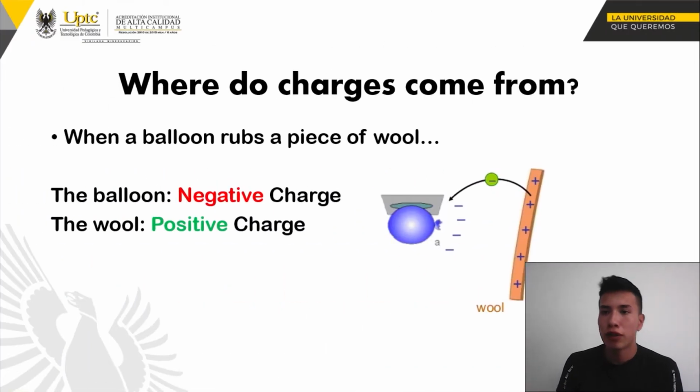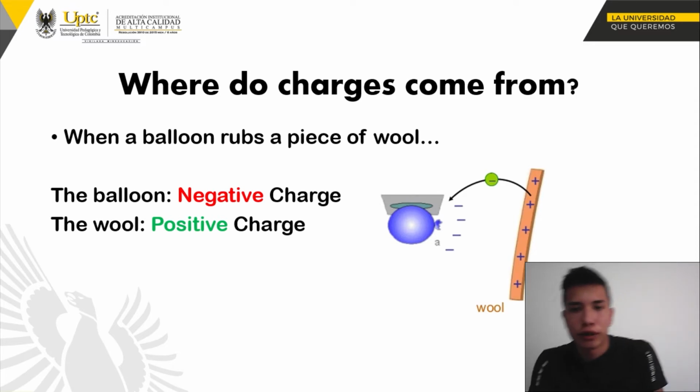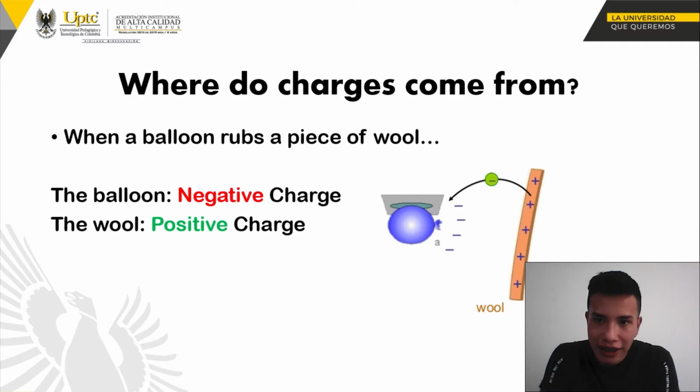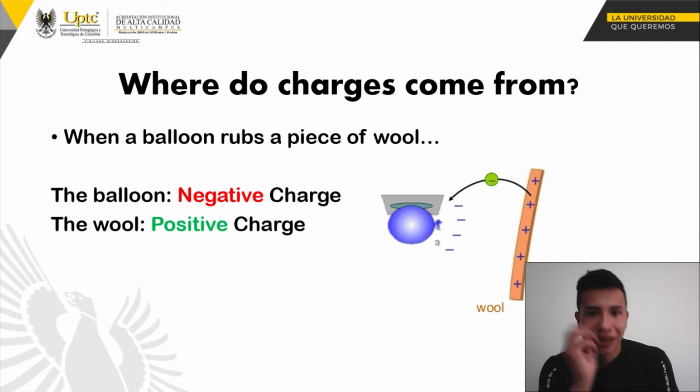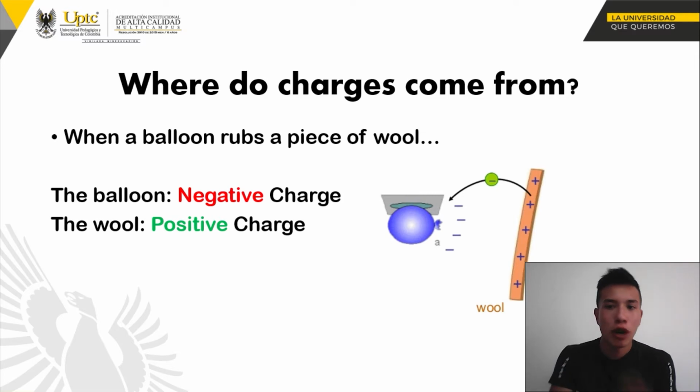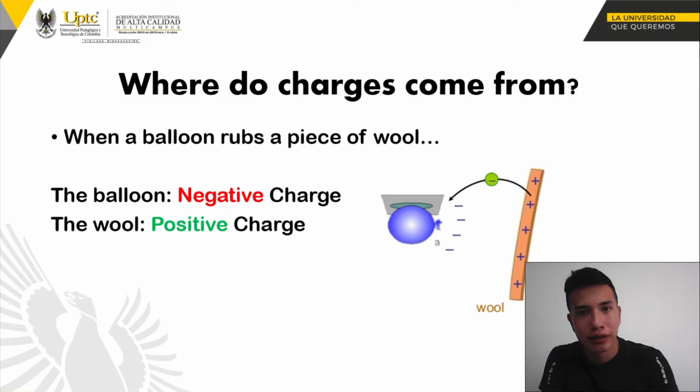To explain the example of the balloon and the wool, when you rub the balloon against a piece of wool, electrons are pulled from the wool to the balloon. The balloon has more electrons than usual, so the balloon charge is negative and the wool charge is positive. Rubbing material doesn't create electric charge. It just transfers electrons from one material to the other.